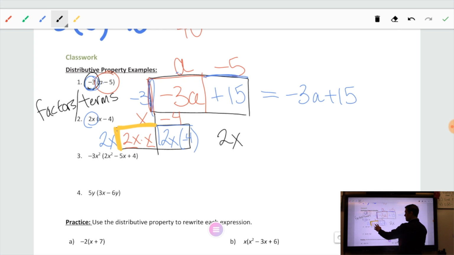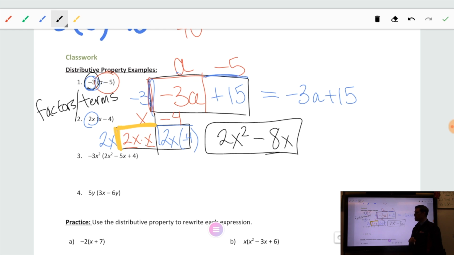wait, there's two x's, and they're multiplied. That means we're squaring. X times x is x squared. The 2 is not squared, but the x is. And then 2x times negative 4. Well, negative 4 times 2 is negative 8, so we're going to multiply the numbers together. And then the variable x, it's not able to be combined with the numbers, but it does hang on at the end. So put the x right there, and that's the answer.